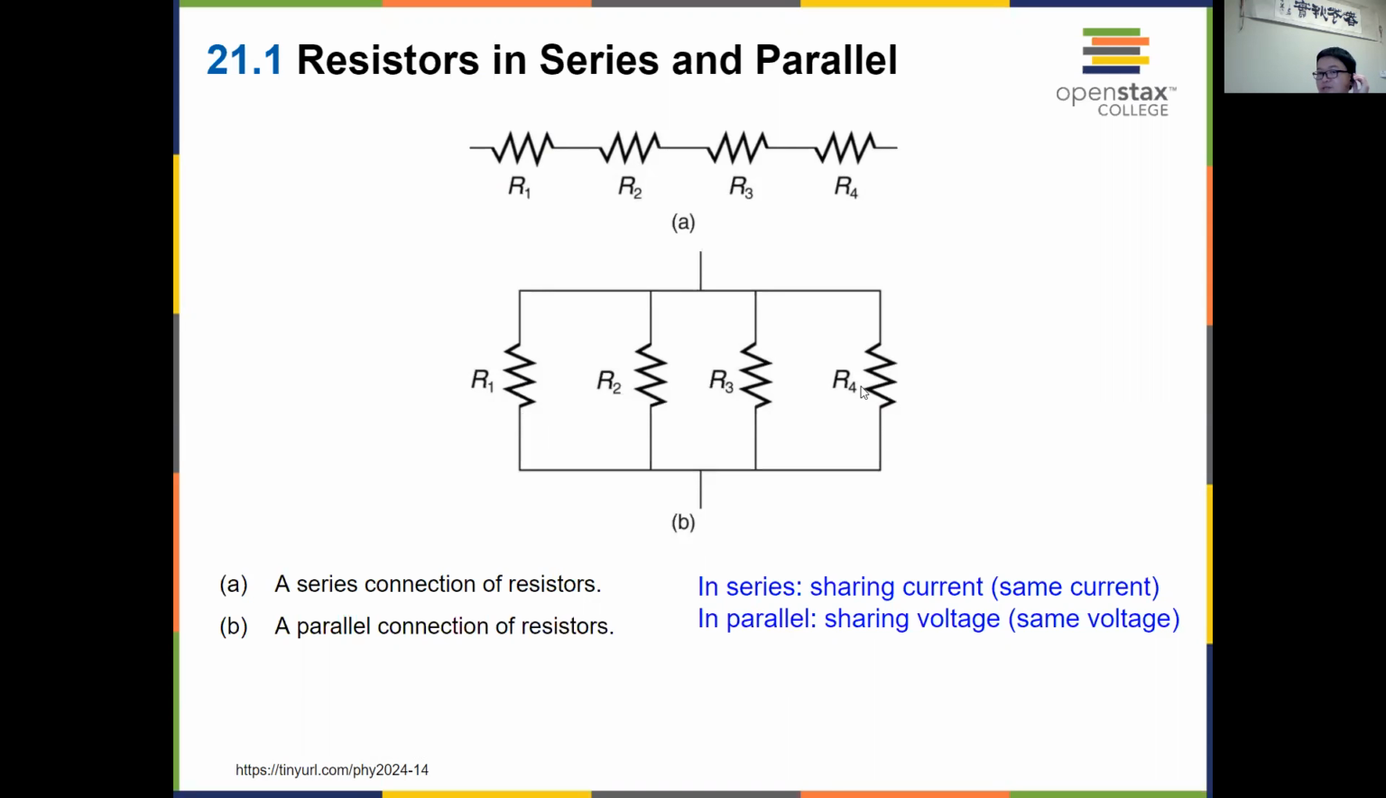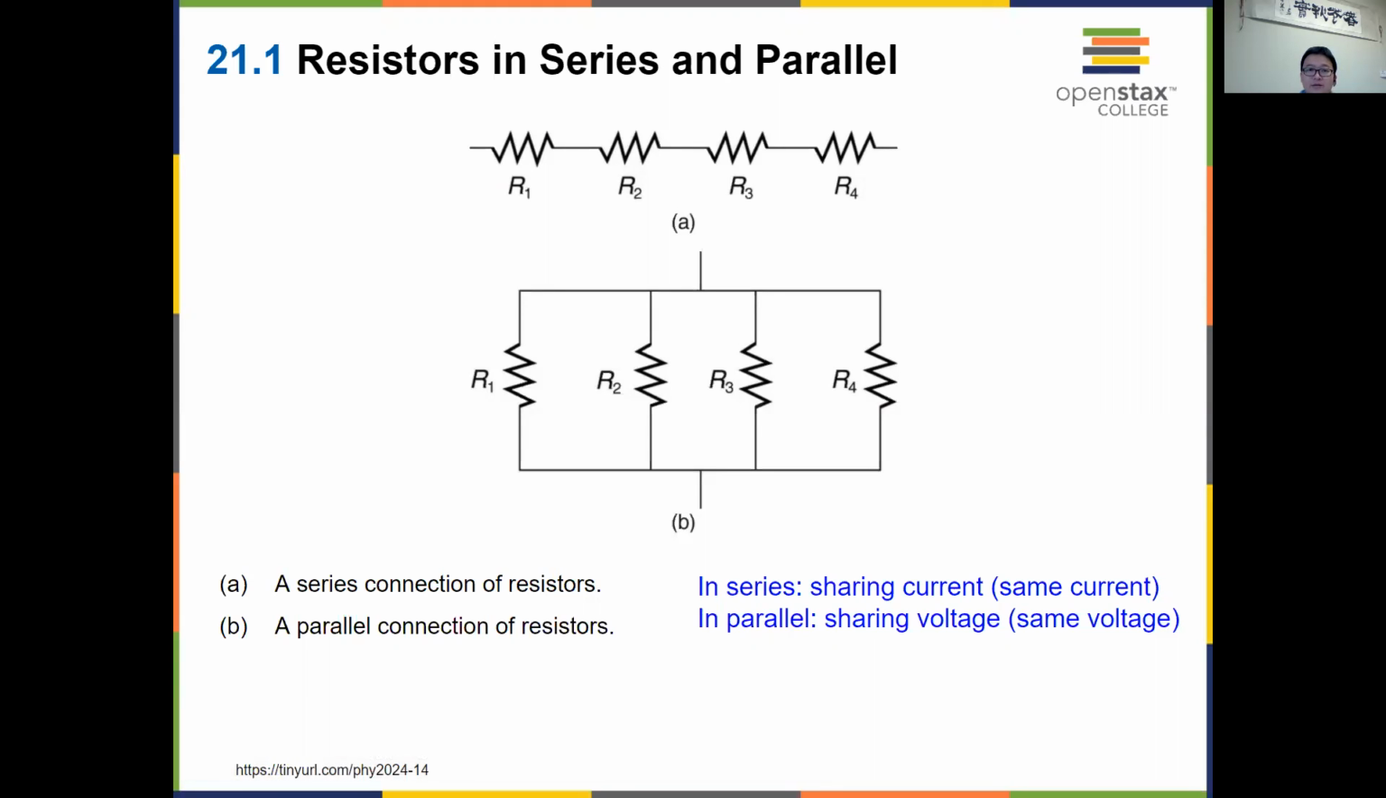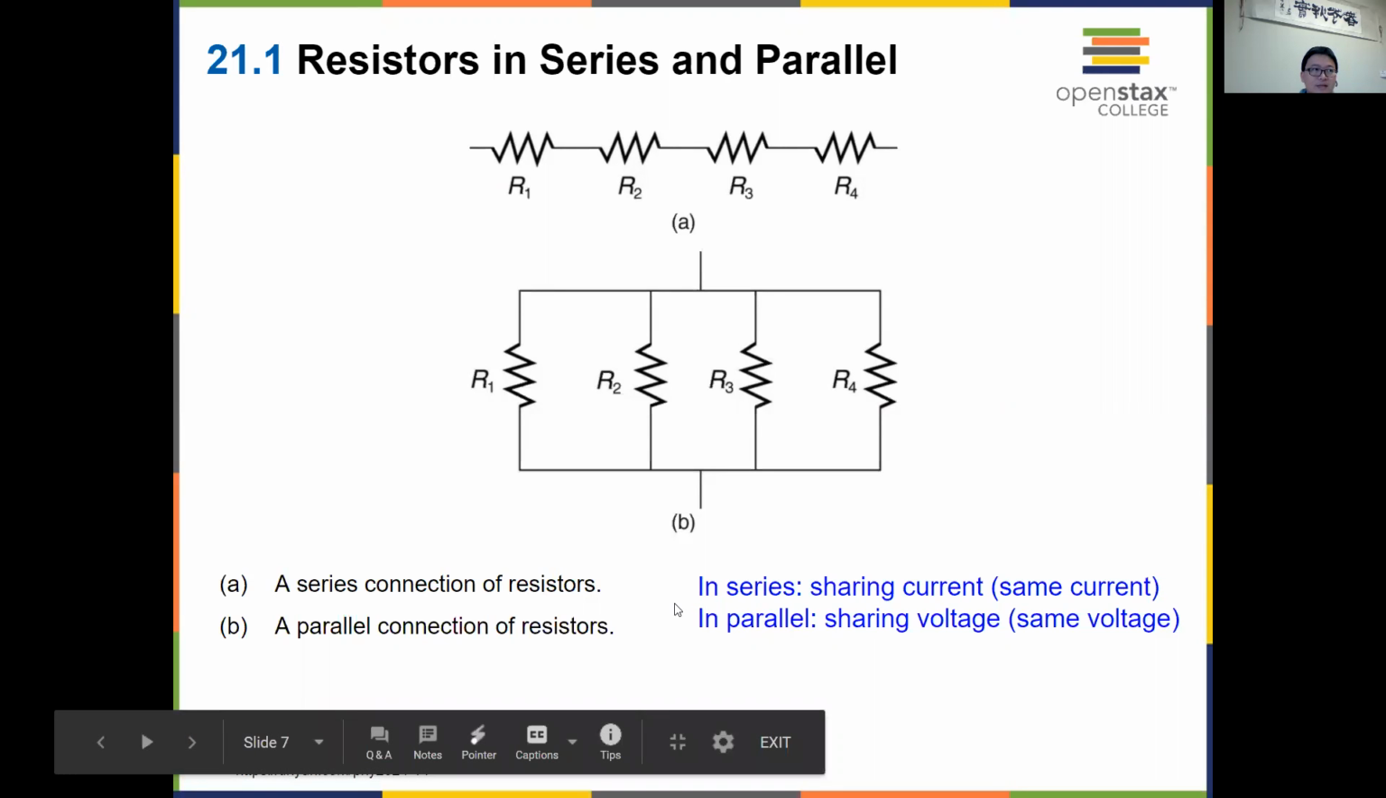They do not necessarily share the same current, because if the R's are different, then according to Ohm's law, I is equal to V over R. So V will be the same, and I will be different across each of them. To determine if the resistors are in series or in parallel, these are the rules. You want to see if they share the same current, the same current going through each of them, or they share the same voltage, the same voltage applied across each of them. If they share the current, they are in series. Otherwise, if they share voltage, they are in parallel to each other.